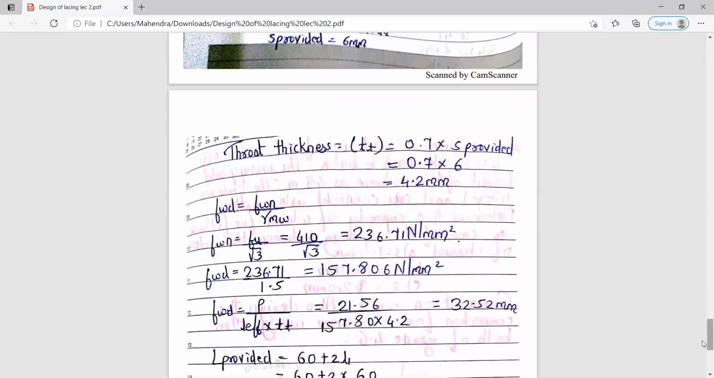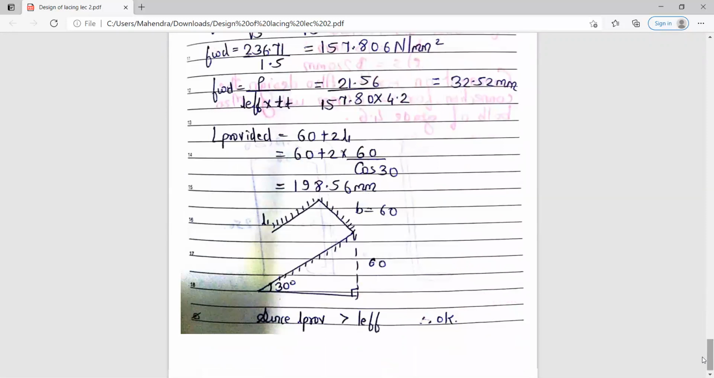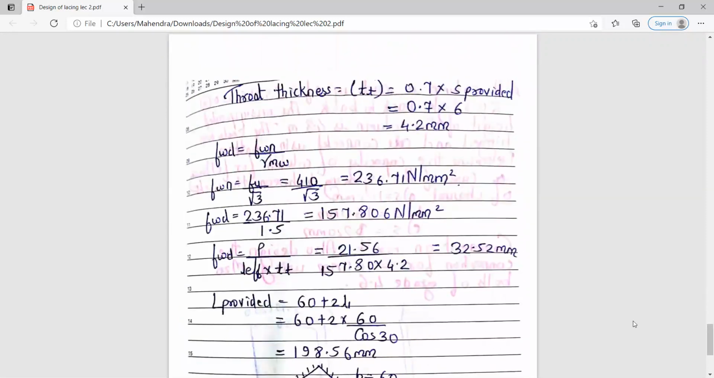Then after the size of the weld, you will get the throat thickness. For throat thickness, again you have the formula, that is 0.7 into s as provided, that is the size of the weld. What size of the weld did you take? 6. So 0.7 into 6. Throat thickness you get is 4.2 mm.